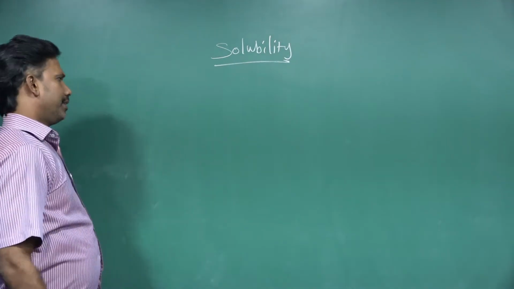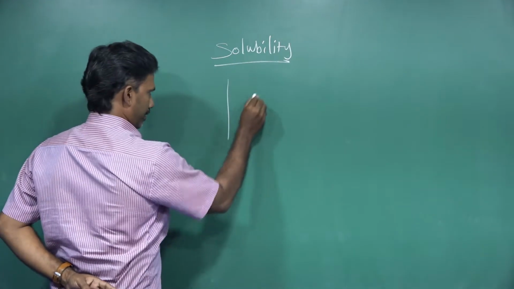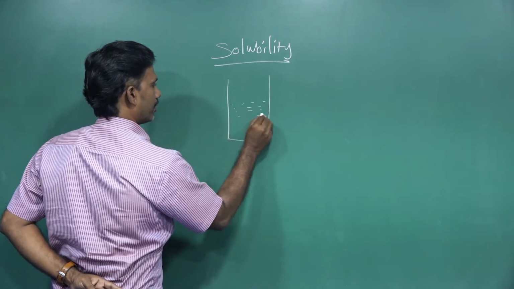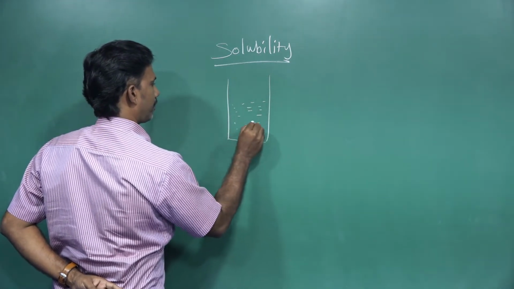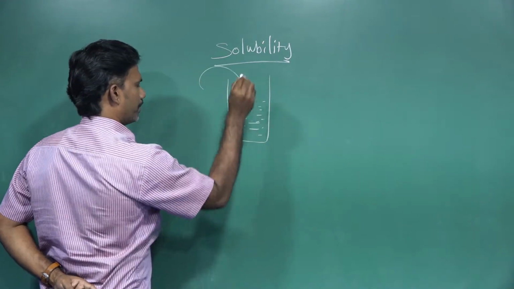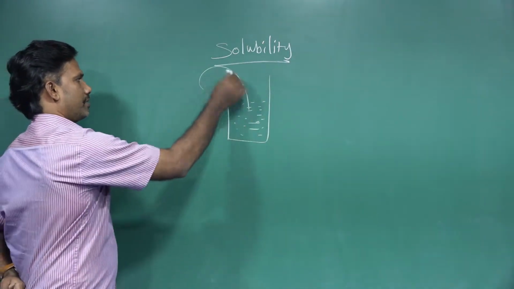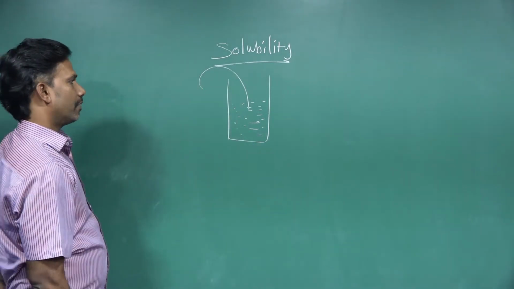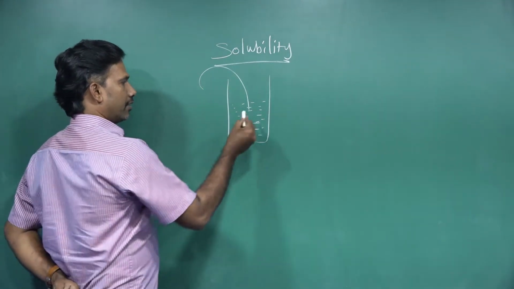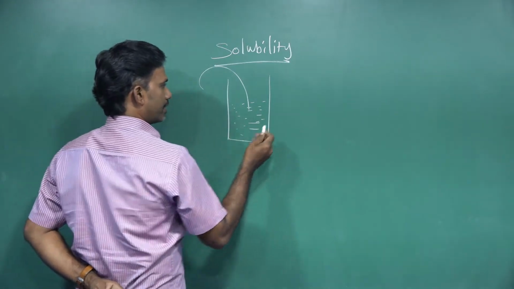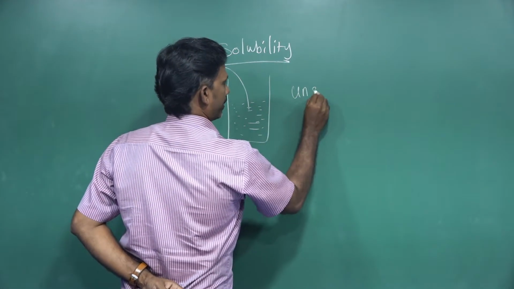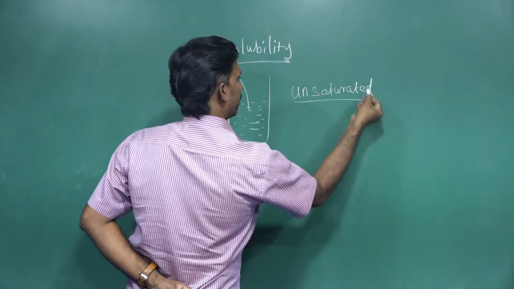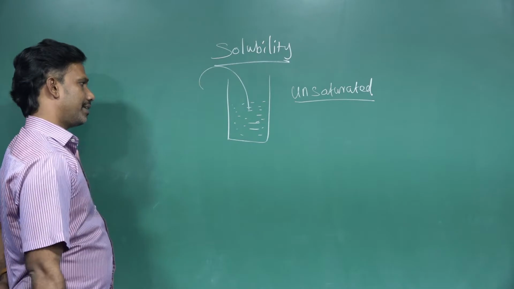Solubility. For example, if you take a solute in a fixed amount of solvent. If you are pouring a solute, what will happen? The dissolution takes place. The solute dissolves in the solvent, and totally you are getting a solution. There are three types of solutions. One is an unsaturated solution. What is called an unsaturated solution, sir?